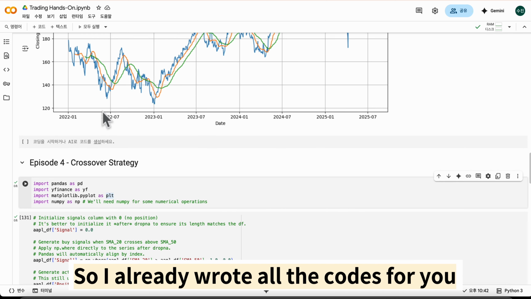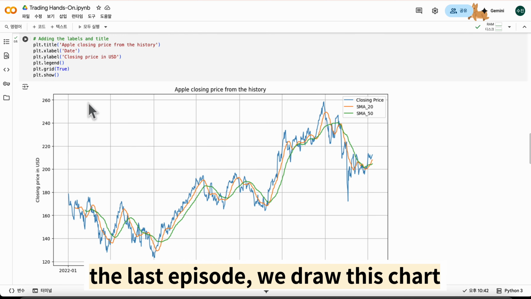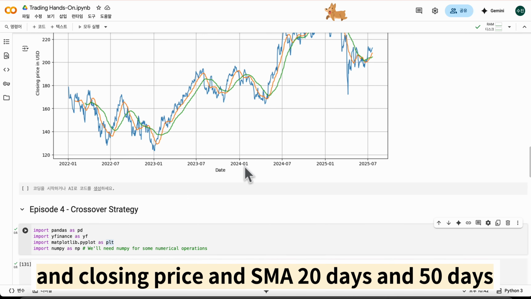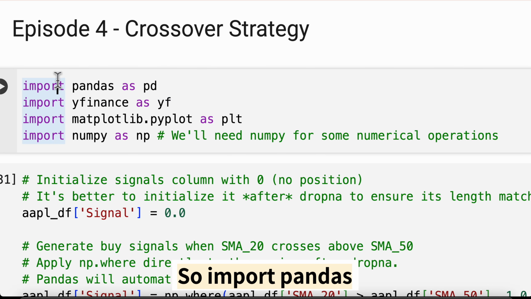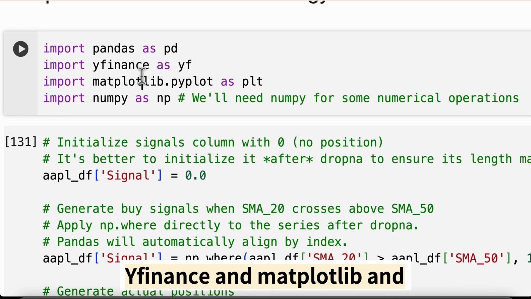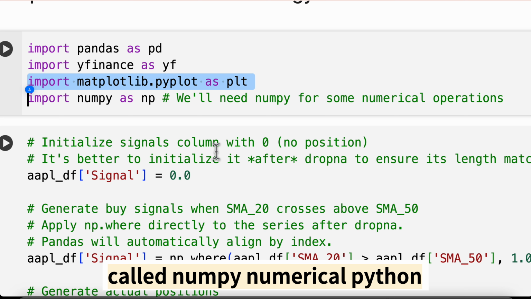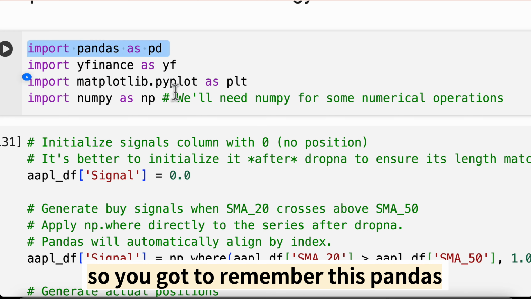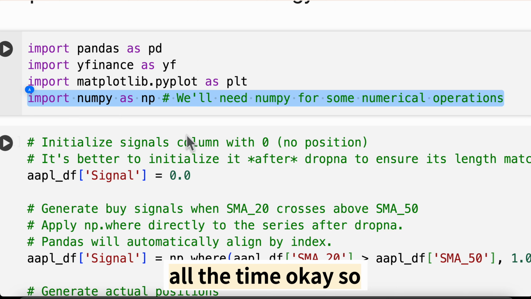I already wrote all the code for you. You remember in the last episode, we drew this chart with the closing price and the SMA 20 days and 50 days. Now we're going to design our crossover strategy. So import pandas, yfinance, and matplotlib, and we will import another package called numpy, numerical Python. This numpy package is a must with pandas. You've got to remember pandas and numpy. They are a dual and they go along together all the time, okay?